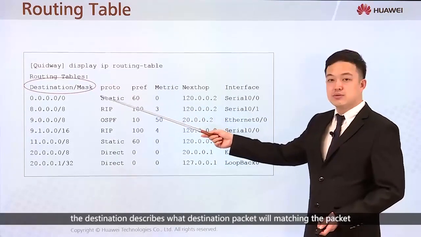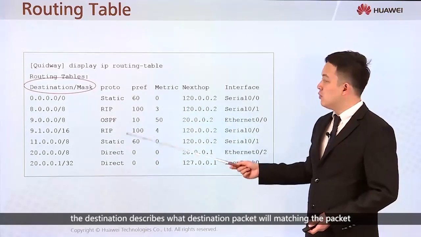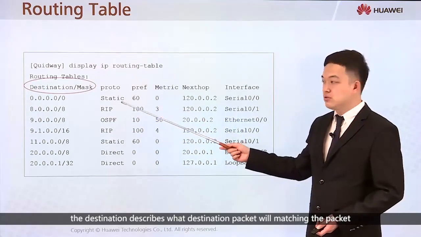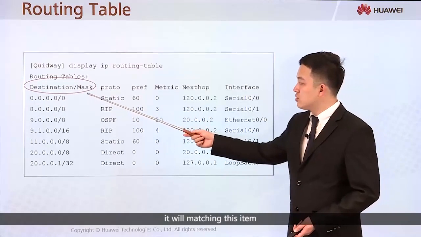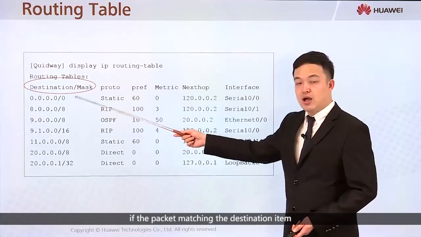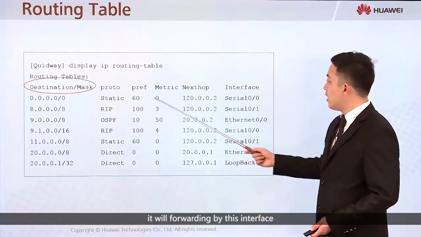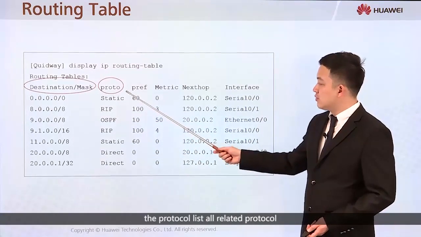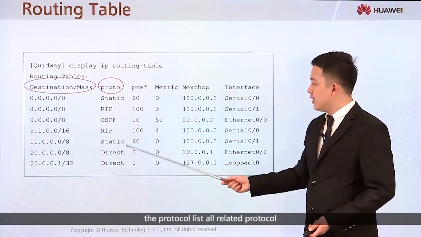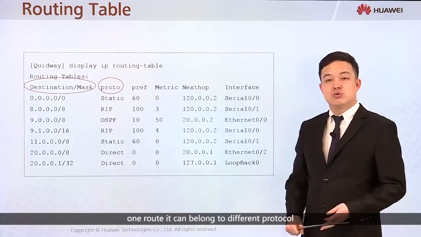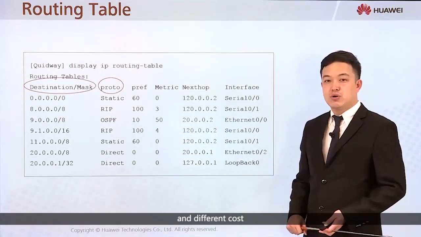The destination describes which packets will match this item. If a packet matches the destination item, it will be forwarded by this interface. The protocol lists all related protocols. One route can belong to different protocols and have different costs.